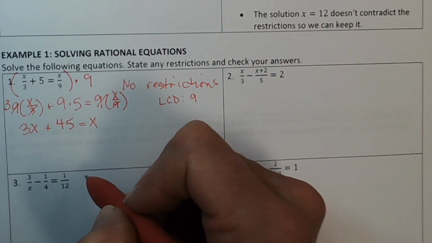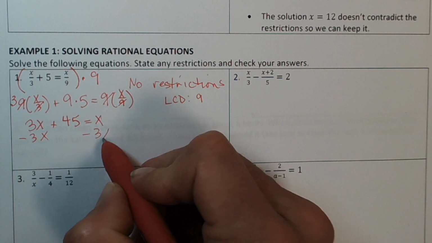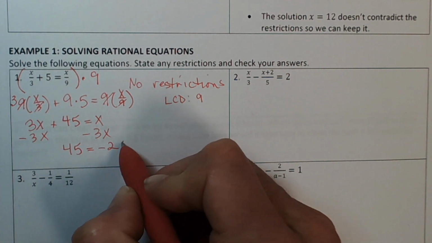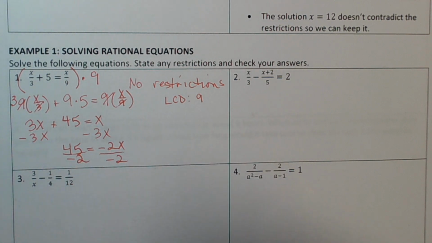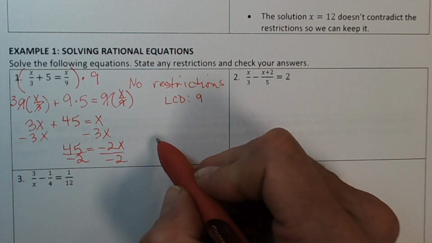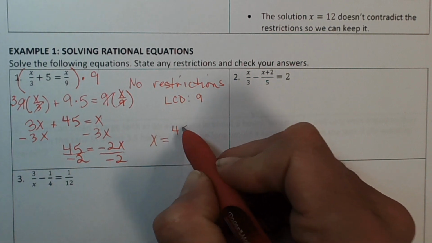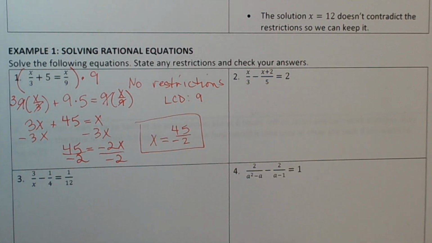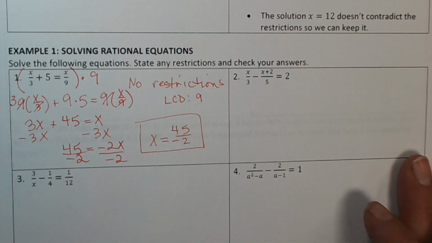Now I'm just going to solve it like it's an equation. I'm going to move my 3x because my constant's right there. So I have 45 is equal to negative 2x. And we know we need to get rid of that negative 2 by dividing. So we can't simplify any more than that. It doesn't reduce. So we would just leave it as negative 45 over 2. That would be our solution. There were no restrictions to check it against, so we're all good there.